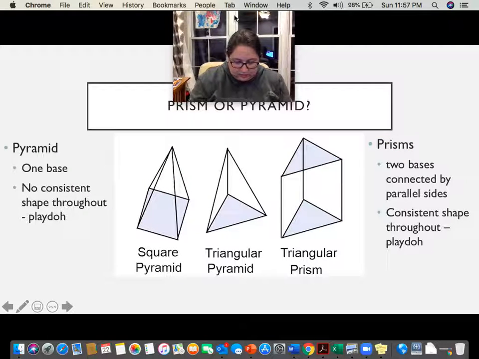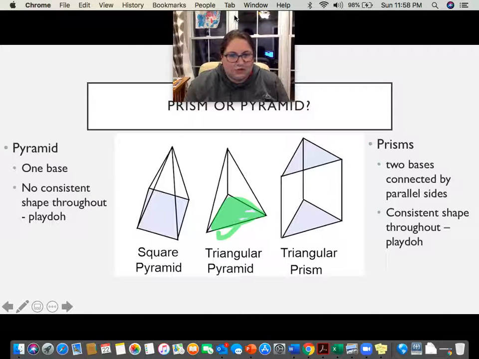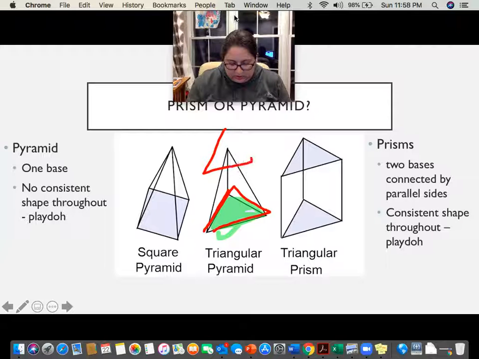If we think about this one here, that's a triangular pyramid. This is typically the most confused shape because there are lots of triangles, and so we think it's a triangular prism, but it only has one base. There's no other triangle in the same orientation that matches above it. If it did, it would be a prism, but because there isn't one, it's a pyramid. So pyramid, one base; prism, two bases.